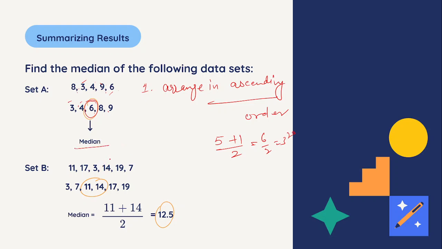Now let's suppose there is an even number of terms. This example: 11 17 3 14 19 7. First step, arrange in ascending order: 3 7 11 14 17 19. Now how many terms are there? 1 2 3 4 5 6 terms. So 6 by 2 is 3. You need to take the third term plus the fourth term, divided by 2. The third term is 11, the fourth term is 14. So 11 plus 14 is 25, by 2, that is 12.5. So the median will be 12.5.